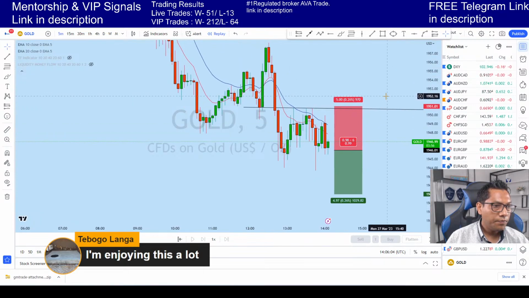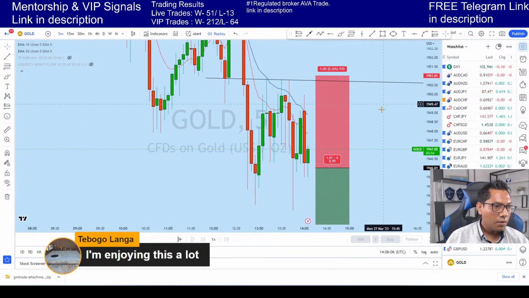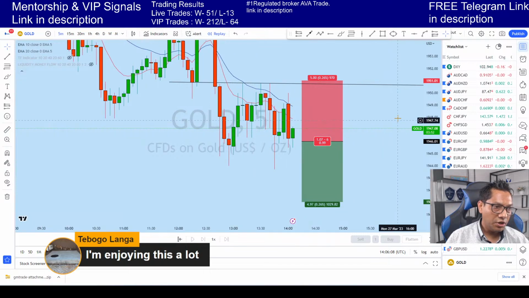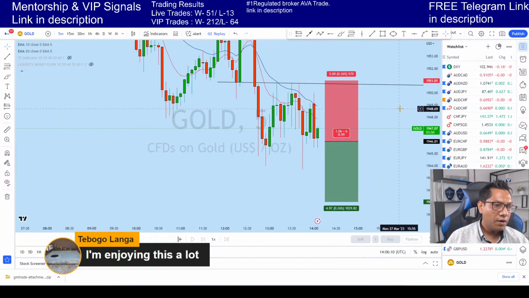Okay, so there is a big bearish engulfer. Now this bearish engulfer could be winning or losing. Let's see what it does. There is a big bearish engulfer. I have sold again.